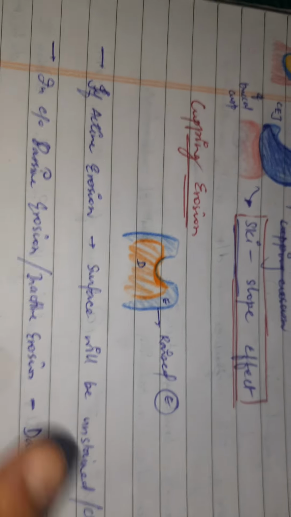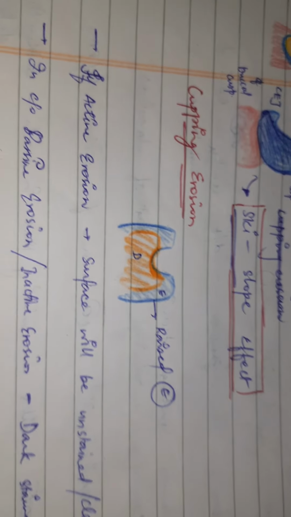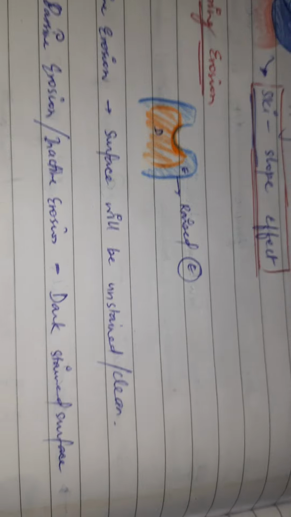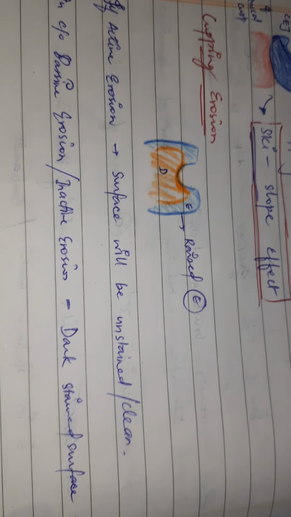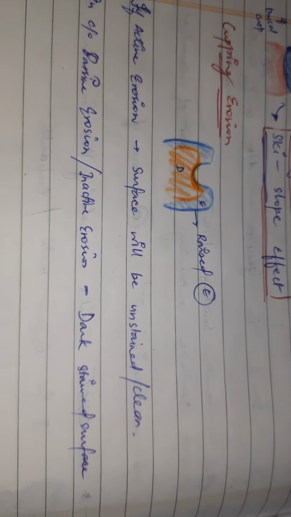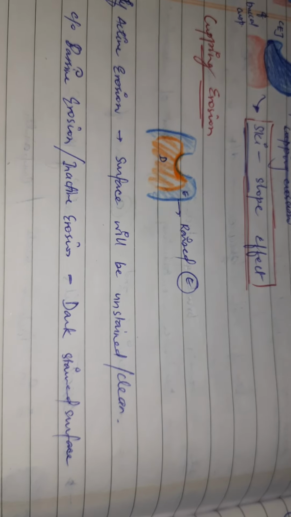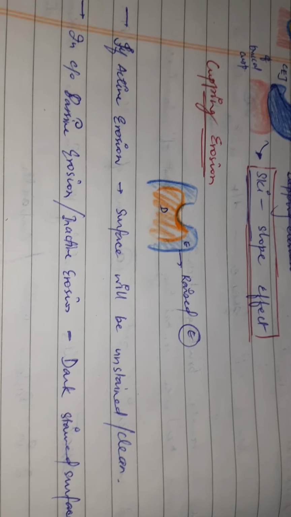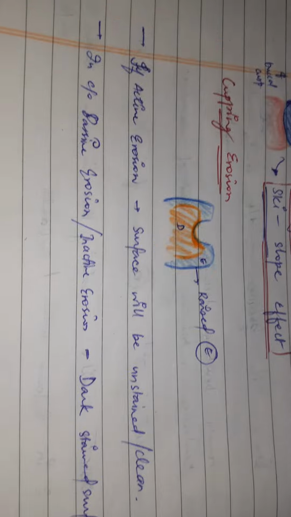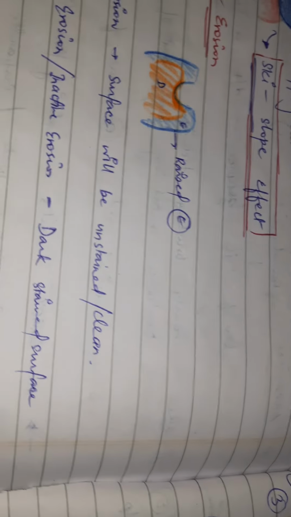Cusping erosion is like this: raised enamel. If active erosion is taking place, then the surface will be unstained and clean. And in case of passive, inactive erosion, the surface is darkly stained.